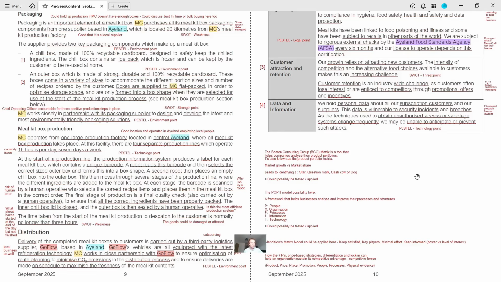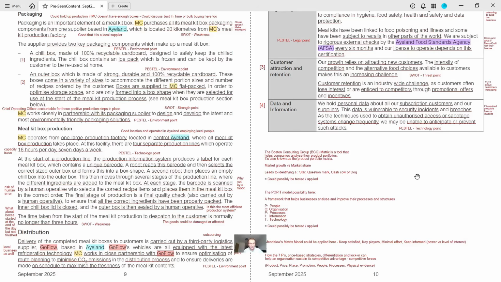Then when it comes on to the distribution point at the bottom, that delivery of the completed meal kit boxes to customers is carried out by a third-party logistics supplier, so outsourcing it there to GoFlow, another key name to get written down. And again, another positive, based in Ireland. GoFlow's vehicles are all equipped with the best and latest refrigeration technology. MC works in close partnership with GoFlow to ensure optimization of the route planning to minimize CO2 emissions, the distribution process, and on scheduling to actually maximize the freshness of the meal kit contents.